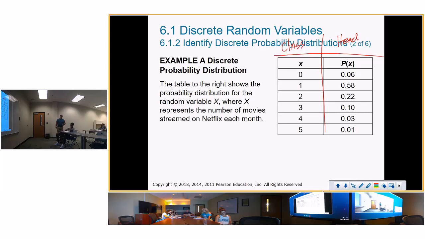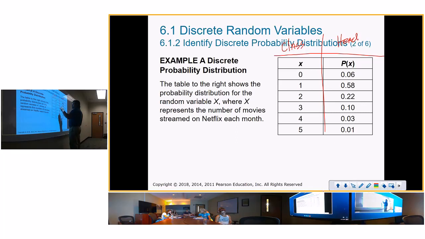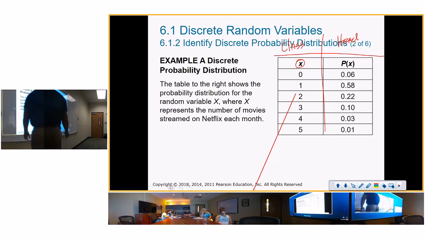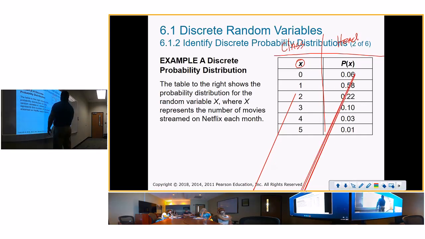Okay? So these are things that are happening, like games, like basketballs in the hoop. You'll see a better example when I do one. They should have given you one here, but they didn't. Okay. Number of movies streamed on Netflix each month. 0 movies, 0.06. 1 movie, 0.58. 2 movies, 0.22. 3 movies, and so on. So this is going to be the number of items. And this is the probability of that event happening.